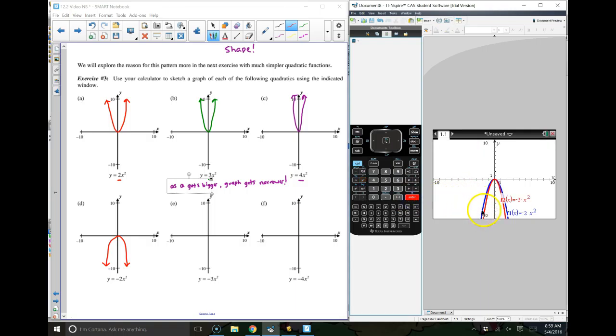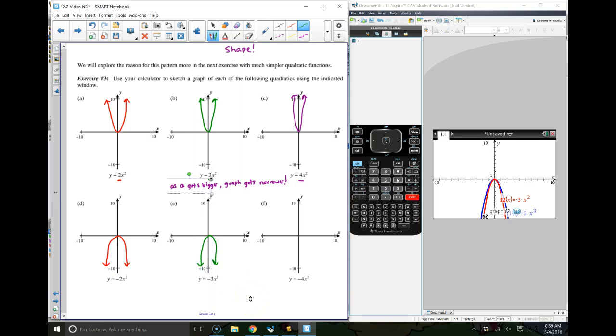So it should be exactly the same, except that now it's going down. I hit enter and look at that. It's still just skinnier because the number in front is getting bigger. 3, 4 is getting bigger, so it's going to be skinnier, the same way the first one was. So it's just now concave down, but a little bit skinnier.